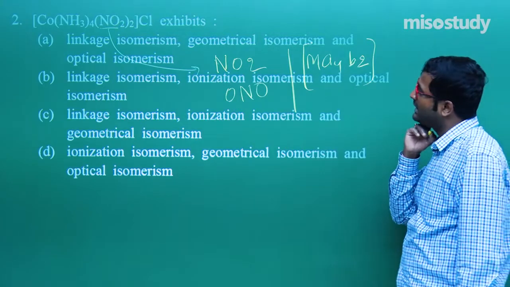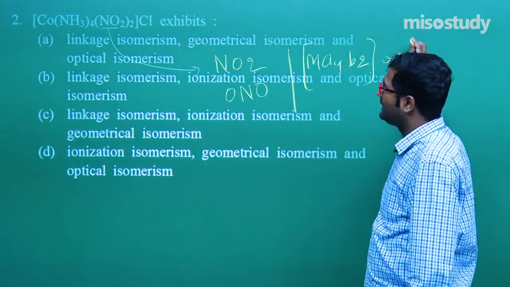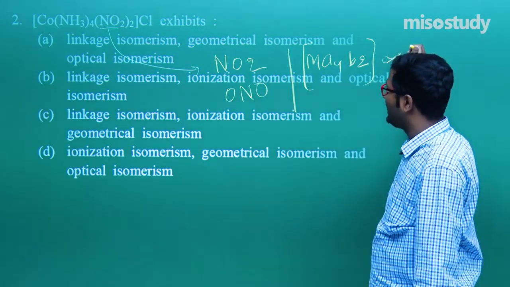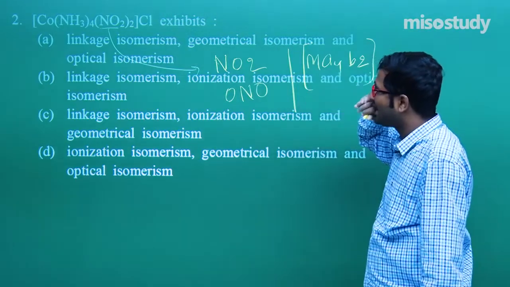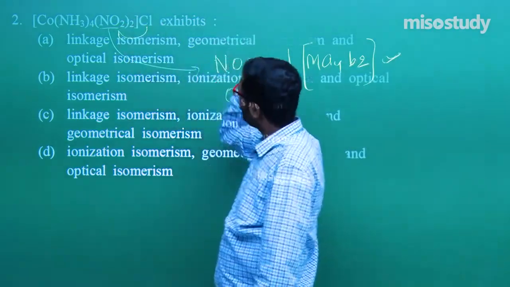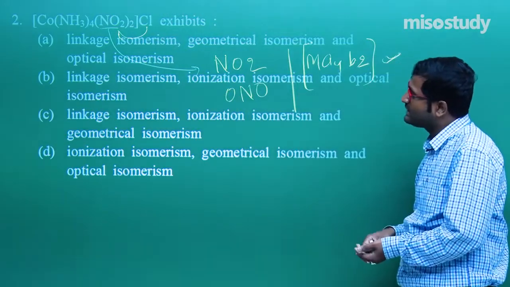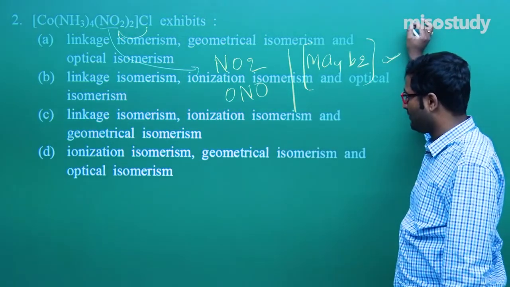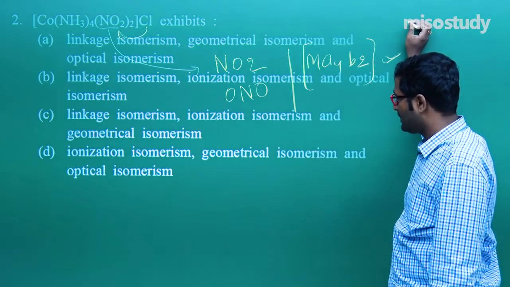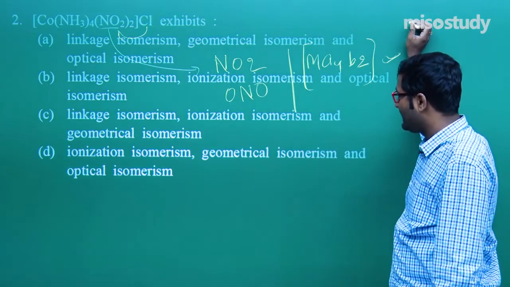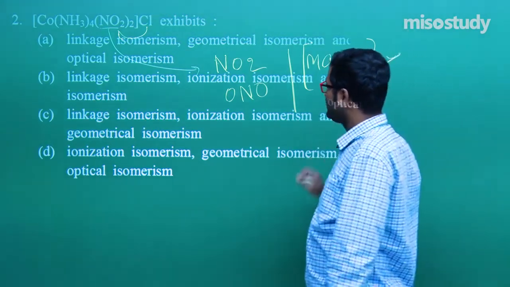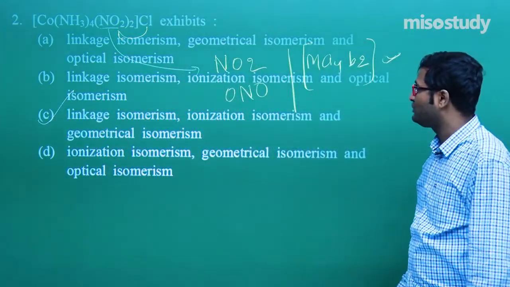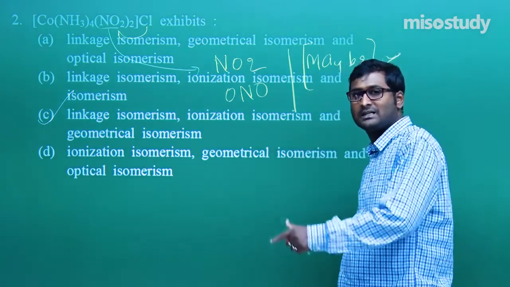No, there is no optical isomer possible for this. Now, next one: check it out, linkage possible. Ionization isomers, yes, NO2 has a charge and this will exchange, so ionization isomers are possible. So in this case, what will happen? Linkage isomer possible, geometrical isomer possible, and ionization isomer is possible. So which is the correct formula? Linkage, ionization, and geometrical. So C is the correct option. Clear to you? Linkage, ionization, and geometrical isomerism. This is the clear explanation.